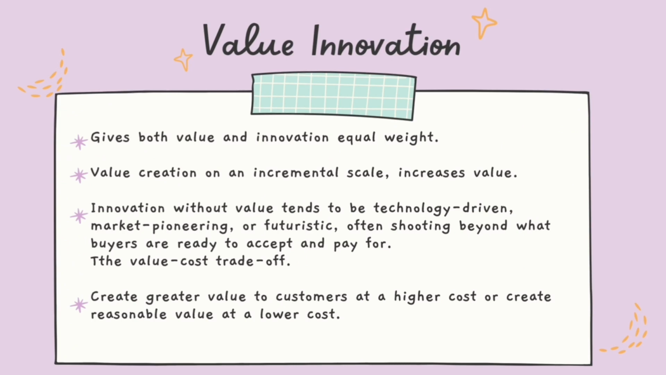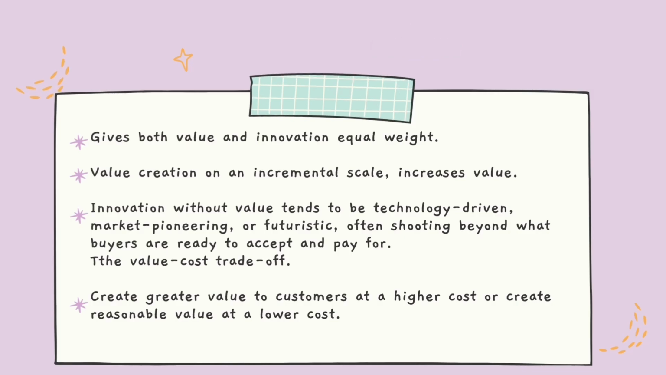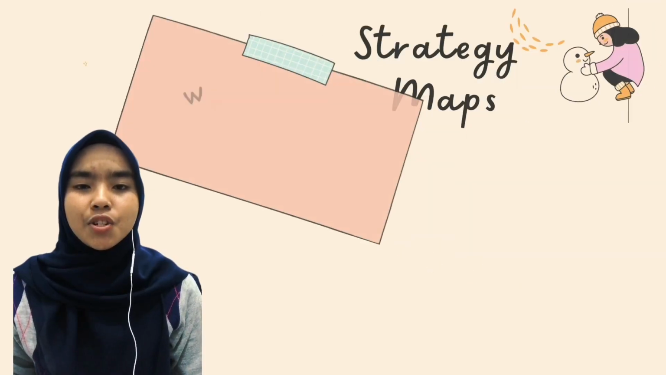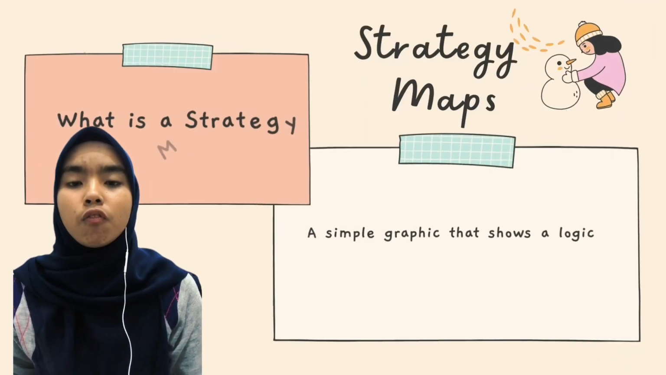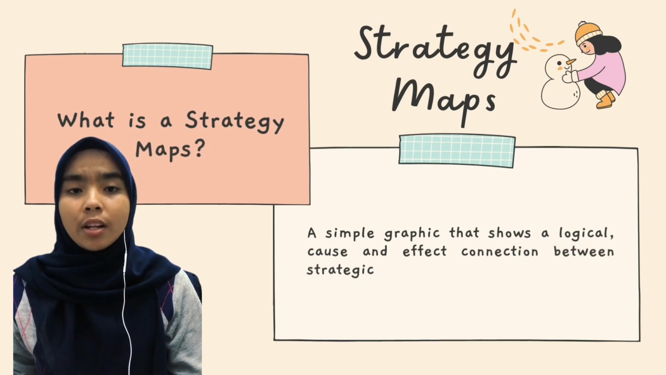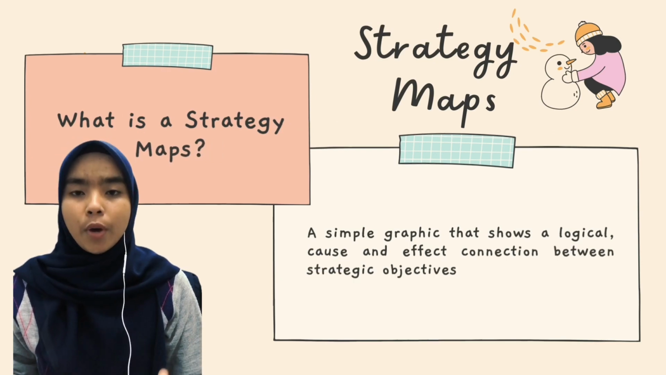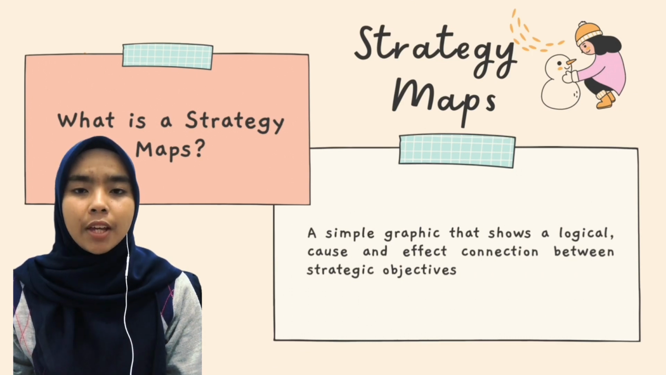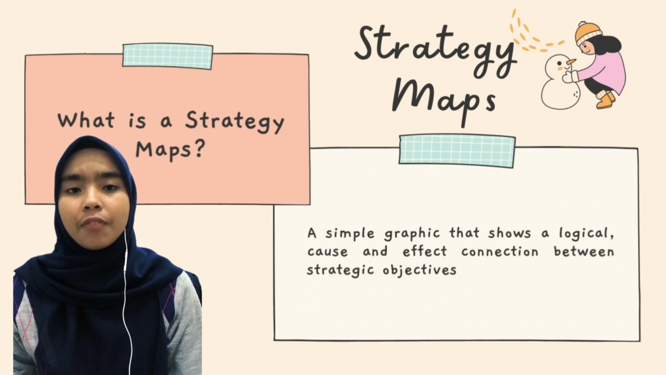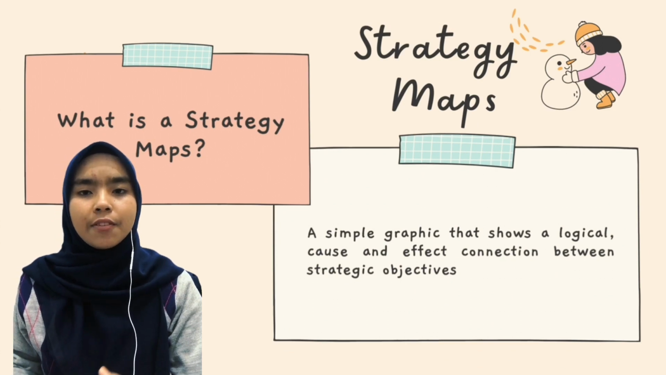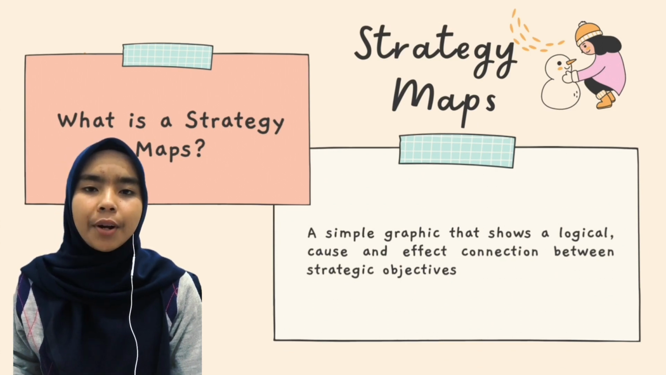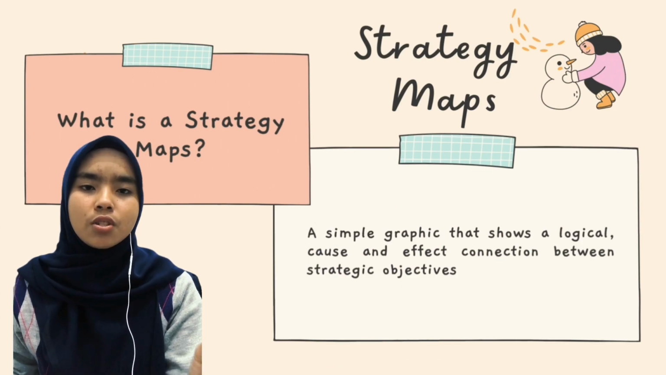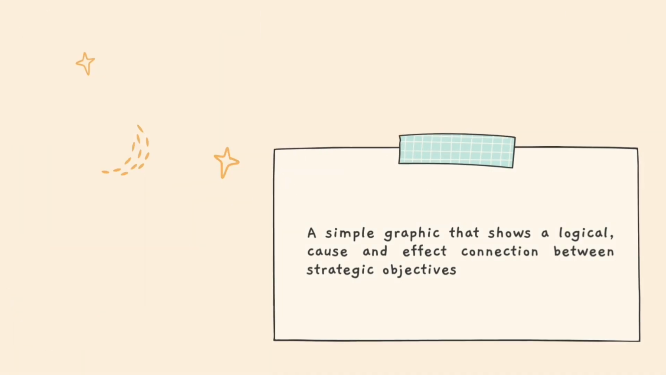It is conventionally believed that companies can create greater value for customers at a higher cost, or create reasonable value at a lower cost. In the strategy map, we will look at the 4W1H: what, who, how, why, and when. What is a strategy map? A strategy map is a simple graphic that shows a logical cause and effect connection between strategy objectives, or could be understood as a diagram that shows your organization's strategy on a single page.